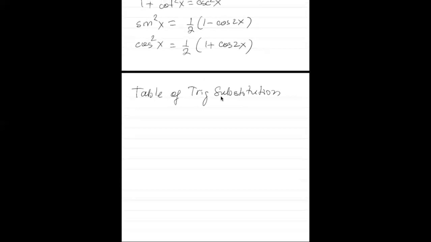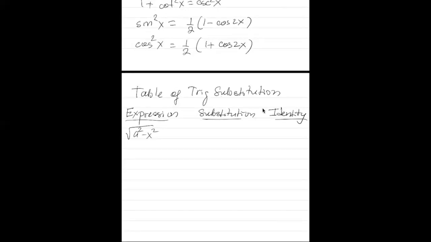In your textbook, you have 3 separate expressions. So I'm going to make a table here with the expression, the substitution, and the identity or formula we use. In a case where you have to integrate an expression like a squared minus x squared, a can be any number, so it can be 1 or 2.